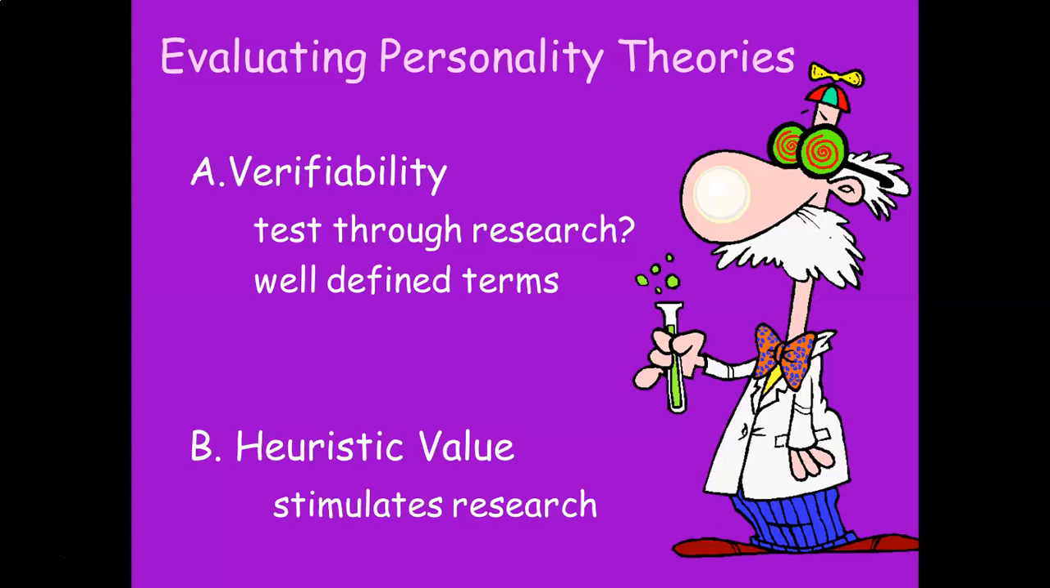But for a theory like Maslow's and self-actualization, self-actualization is difficult to define and difficult to measure, so there is less research on this. So we want verifiability, and if that's true, then that theory is going to have heuristic value. But all theories have value, even if we can't verify them through research. It's just a different type. When we get to those theories in the class, I'll describe that a little bit more.